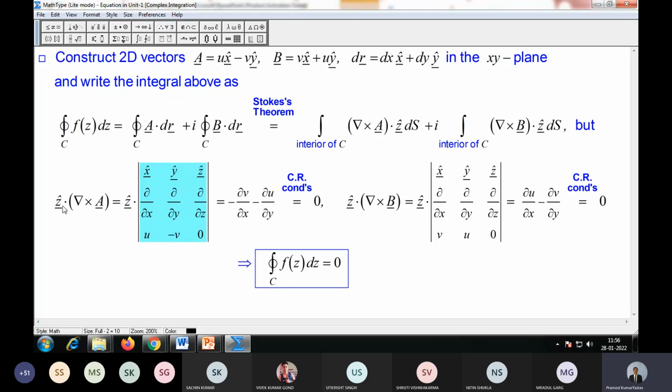z cap dot z cap will come 1. So we get minus del v by del x and then minus del u by del y. And after that we may use the CR equation, the Cauchy-Riemann equation.